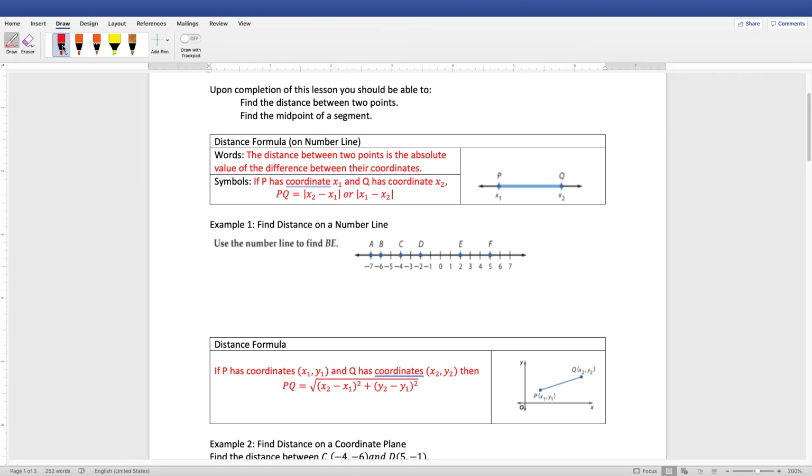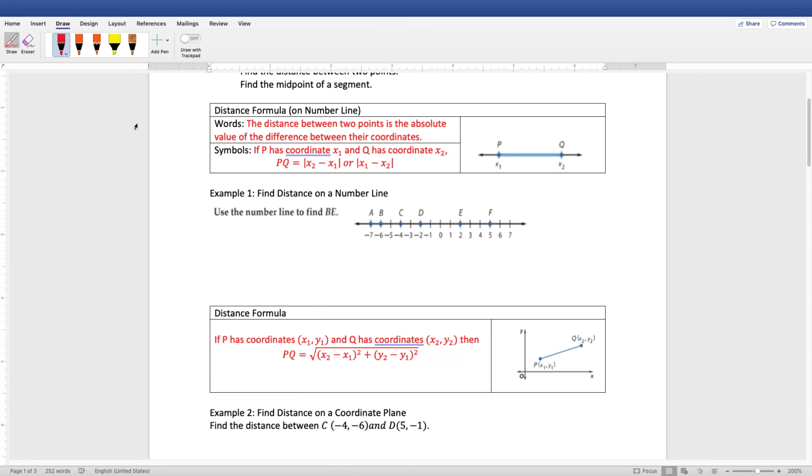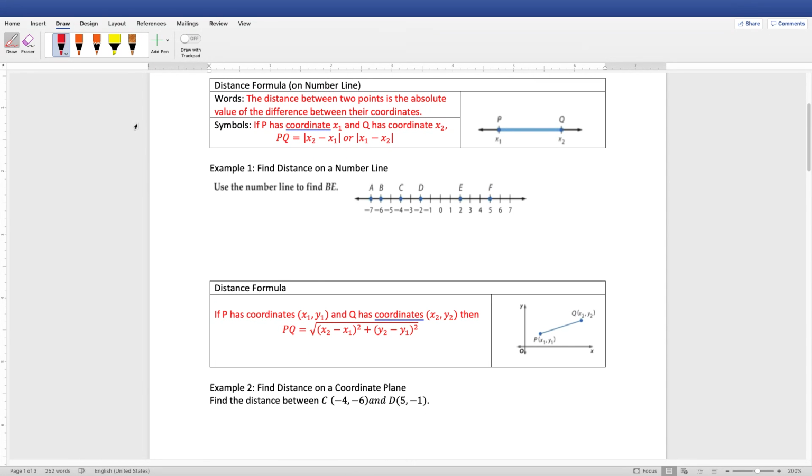First we're going to talk about the definition of a distance formula on a number line. The distance between 2 points is the absolute value of the difference between their coordinates. So if point P has a coordinate of x sub 1, and point Q has a coordinate of x sub 2, line segment PQ is evaluated by taking the absolute value of x2 minus x1, or the absolute value of x1 minus x2.